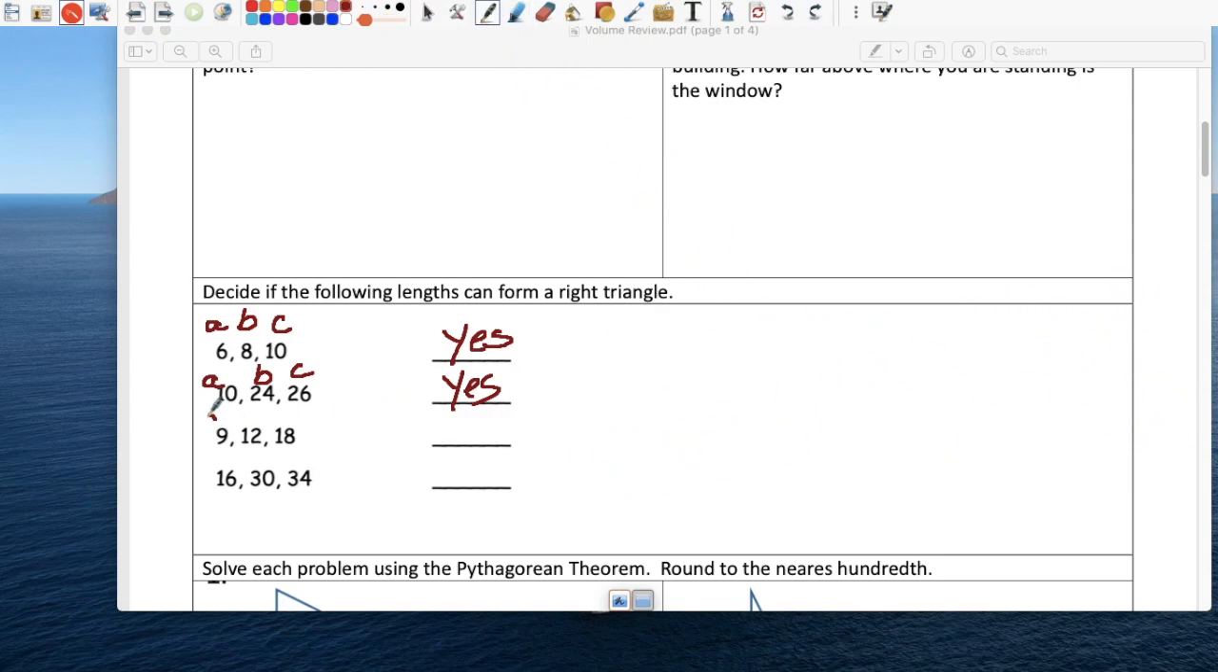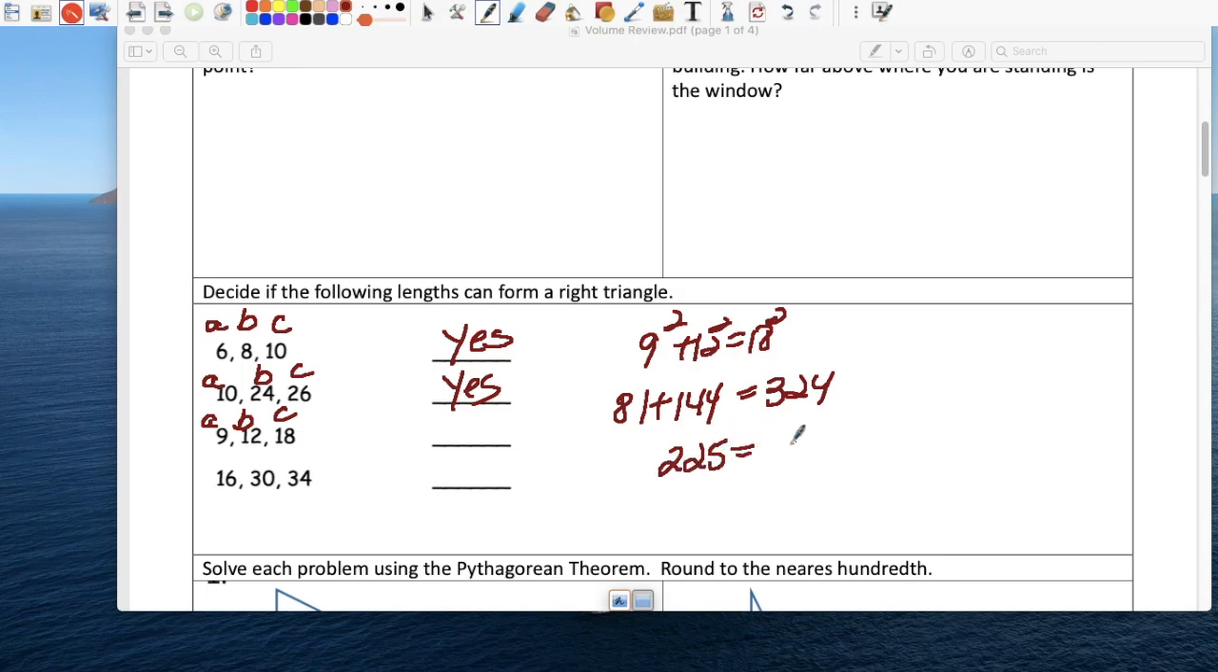Next one again, A, B, and then the longest side C. So 9 squared plus 12 squared equals 18 squared. This is 81 plus 144 equals 324, and this one is definitely not going to be equal, because we get 225, saying that it's equal to 324, and it's not. So these three are not the side lengths of a right angle triangle.